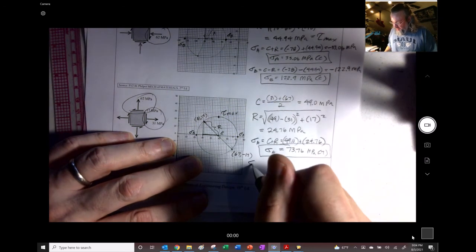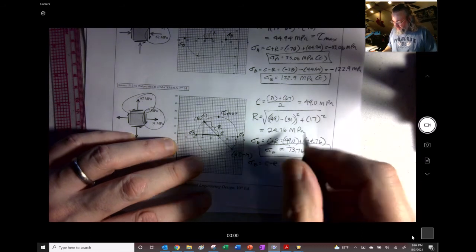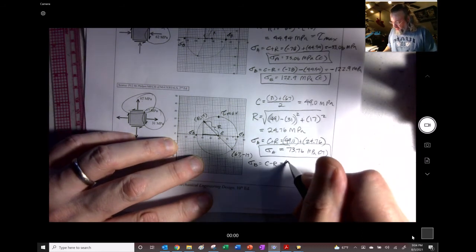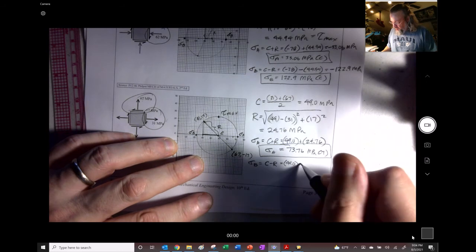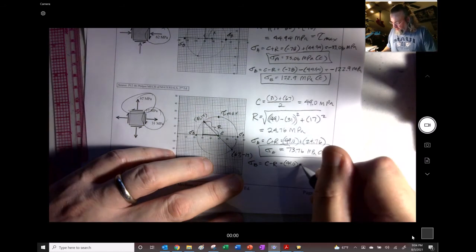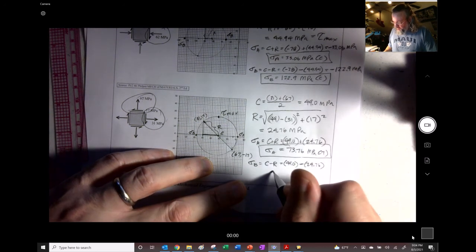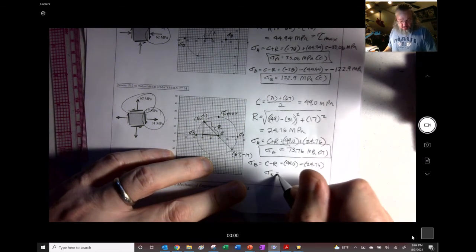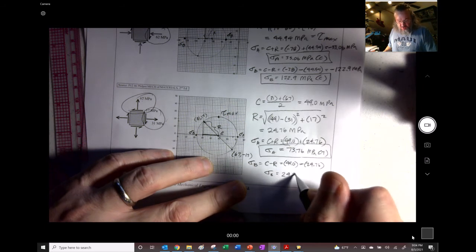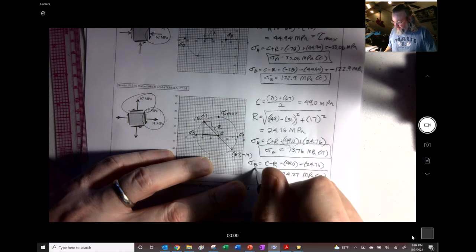And then I have a sigma B is going to be C minus R, right there. So that's 49.0 minus 24.76. So sigma B is 24.27 megapascals tension.